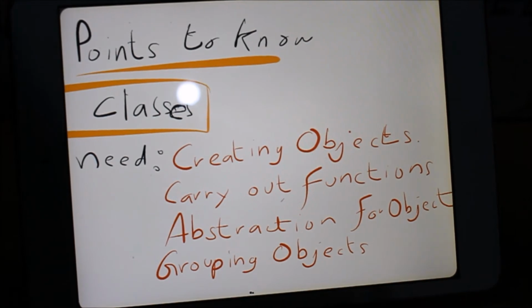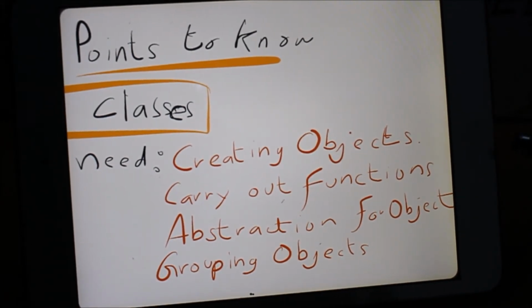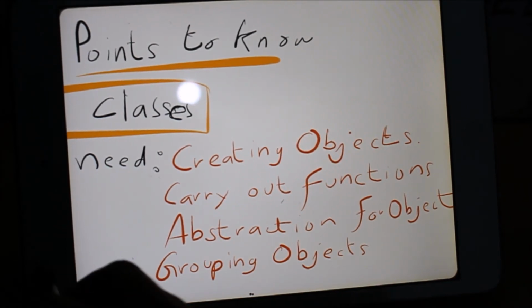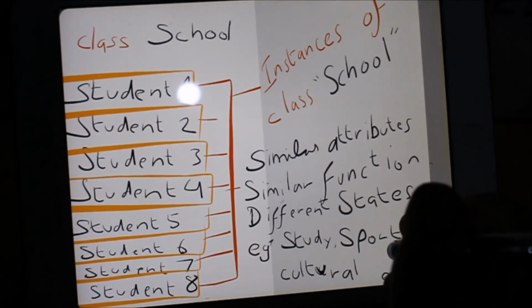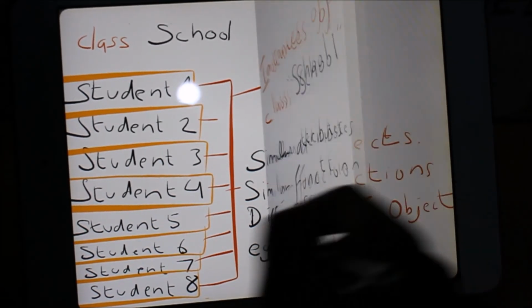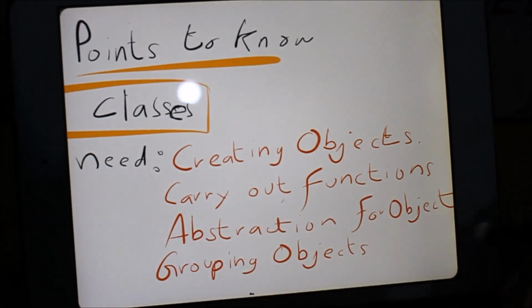Abstraction for an object, it uses an instance. Under an instance, it uses the objects and shows you only the necessary information and does only the necessary functions. Then grouping objects, that is putting them into a class, like student 1, student 2, all of them similar functions and similar attributes, which may vary in many other ways also.